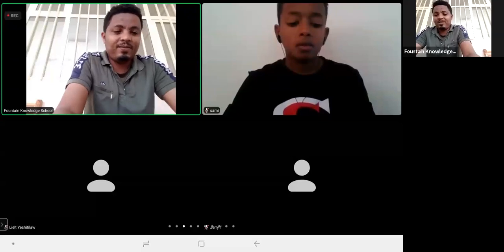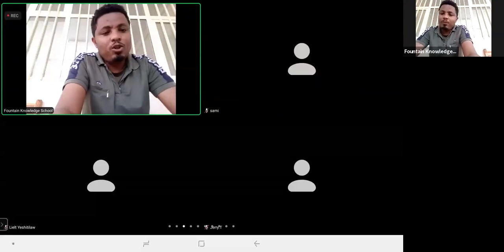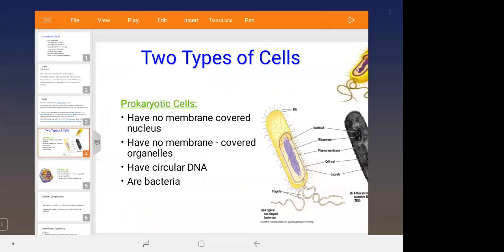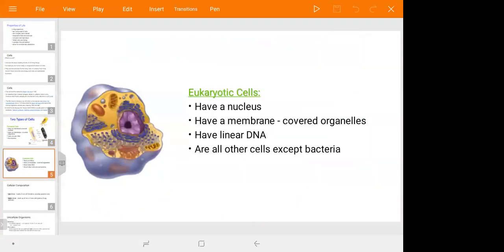And the second type of cells are eukaryotic cells. Eu means true. Karyota means nucleus. So eukaryotic cells or eukaryotic organisms are organisms that have a true nucleus, in which the nucleus is bounded by a nuclear membrane. At the same time, they also have membrane-bounded organelles. So this shows that eukaryotic cells are advanced over the prokaryotic.